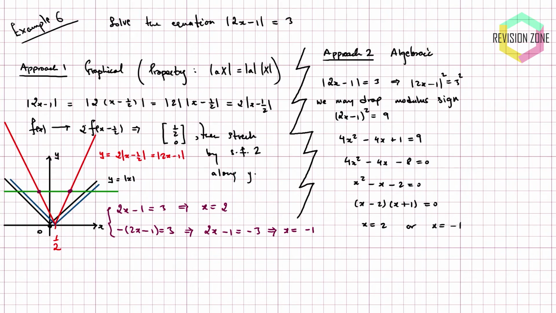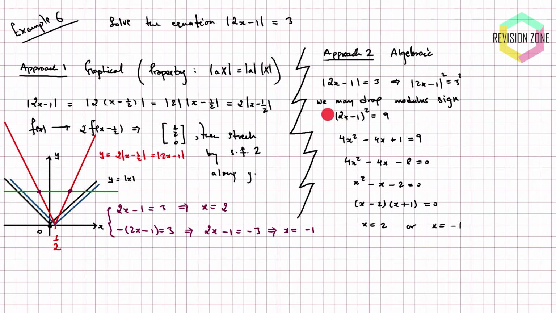Approach 2 is the algebraic approach. A lot of students love this approach because it's so straightforward and you don't really have to do any thinking. You just apply a method and the answers just fall out. What you basically do is you start with the thing you actually want to solve, and you square both sides, right? When you square both sides, you're going to have 2x minus 1 all squared on the left, and you're going to have 3 squared on the right. But we proved a result which said when you square a modulus, you can get rid of the modulus, right? So we can just drop the modulus signs, and those can just be converted to regular brackets that we know and love.